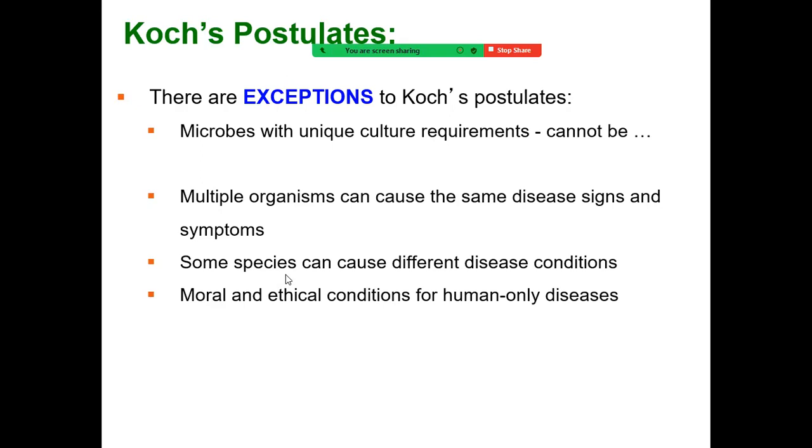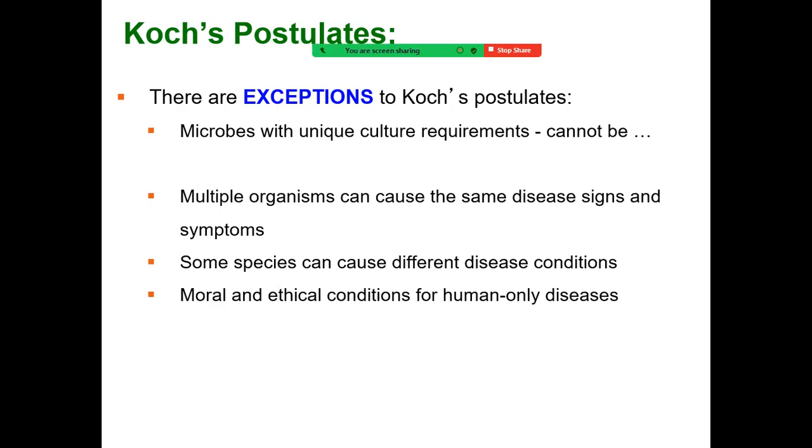What do you do if multiple organisms cause the same disease, signs and symptoms? For example, there's more than one species of virus that causes the human cold. In fact, human colds are caused by 3 families of viruses. So you cannot use Koch's postulates to prove that one virus causes a disease like the cold, because the cold is caused by many viruses.